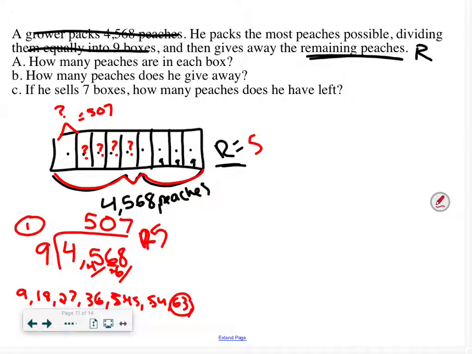It says, how many peaches are in each box? 507. Part B, how many peaches does he give away? It says up here that he gives away the remaining. He has 5 remainders, so he must give away 5 peaches.